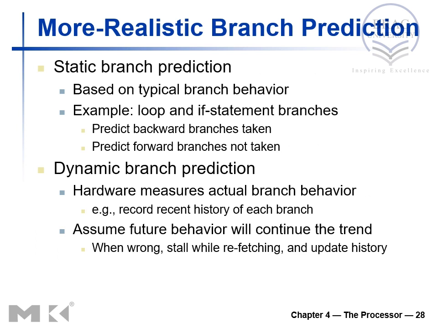A more realistic branch prediction is static branch prediction based on typical branch behavior. An example could be loop and if statement branches. The other is dynamic branch prediction: hardware measures actual branch behavior, that is, records the recent history of the branch, and assumes future behavior will continue the trend. So based on the previous analysis, assume that the future behavior would be like what it was previously. This could be one option.